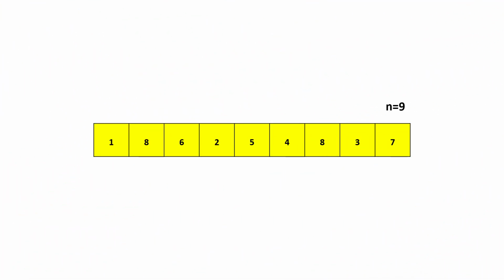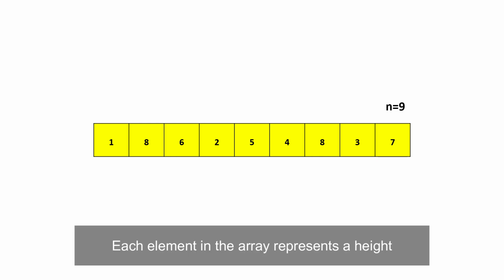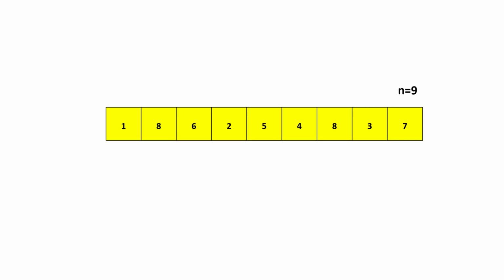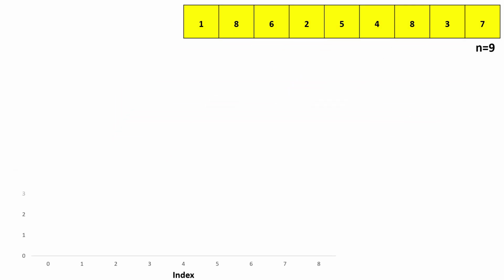We are given an array containing n elements, something like this. Each element in this array represents a height. Let's plot this array on a graph with array indexes on the x-axis and height values on the y-axis.